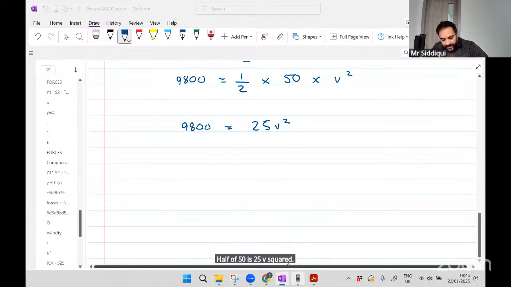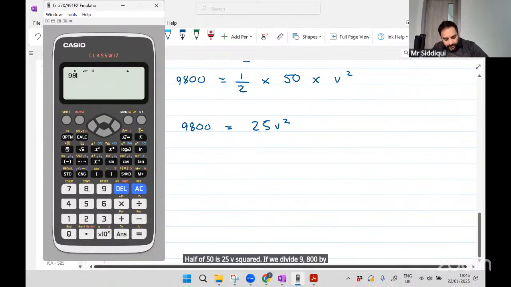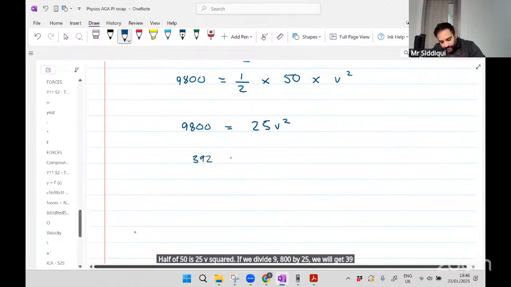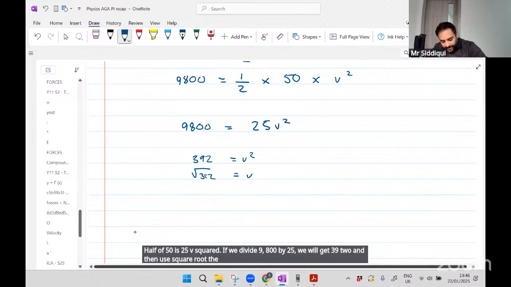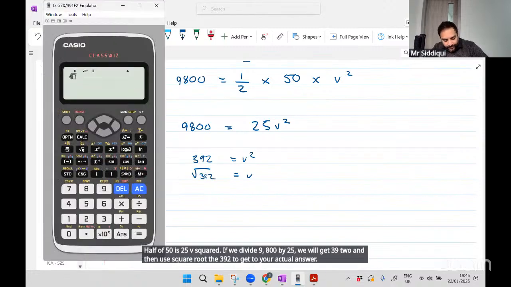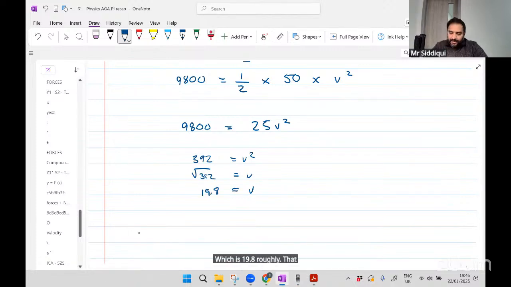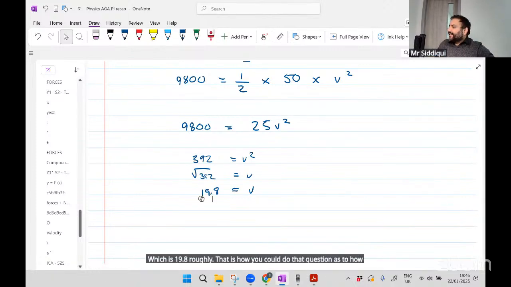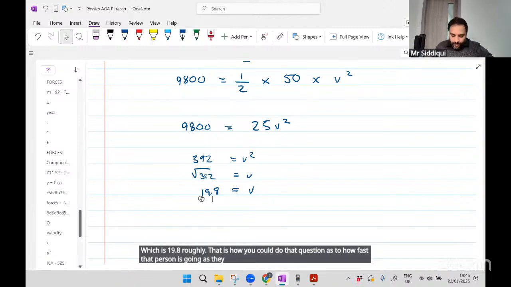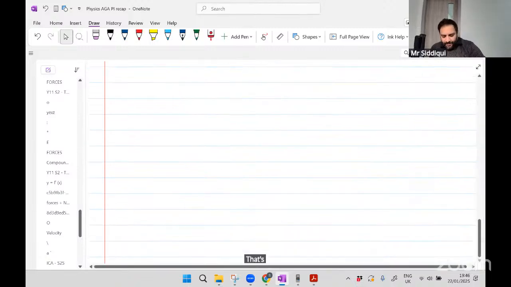If we divide 9,800 by 25, we will get 392. And then you square root the 392 to get to your actual answer, which is 19.8 roughly. That is how you could do that question as to how fast that person is going as they reach the ground. That's enough on that particular topic of energy.